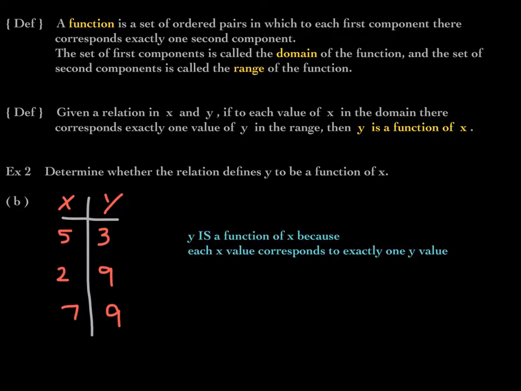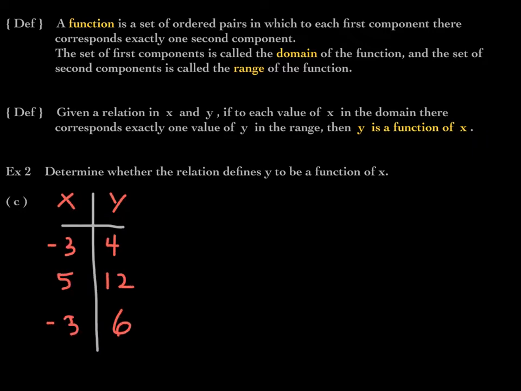All right, very good. Let's look at a couple more here. Check out this relation. You have the ordered pairs (-3, 4), (5, 12), (-3, 6). Is this a function? Is y a function of x? No. Very good. Y is not a function of x because -3 goes to 4 and -3 also goes to 6. It's a relation, but it's not a function.